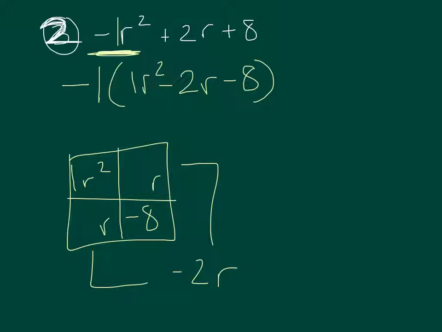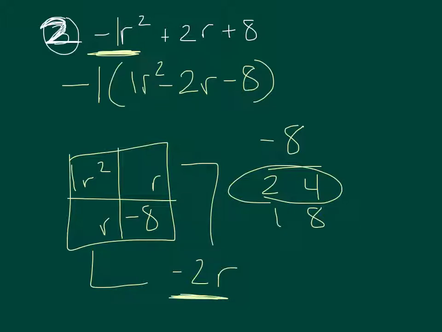So we take a times c, so 1 times negative 8 is negative 8. We have to figure out what's going to multiply to negative 8 and add to a 2. Well, you have 2 and 4, 1 and 8. Which one of those can give us a 2? These ones can. Since we want it to be negative 2, we make the bigger number negative. So you have 2 and negative 4.